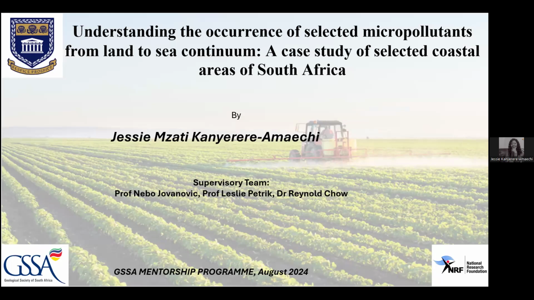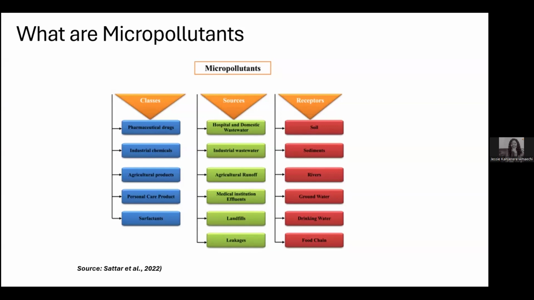And as Natalie introduced, I'll be talking about understanding the occurrence of selected micropollutants from land to sea continuum, a case study of selected coastal areas of South Africa. So it will just be a bit different from the machine learning, the data science visualization that we have been hearing from Latispangi. So first of all, what are micropollutants?